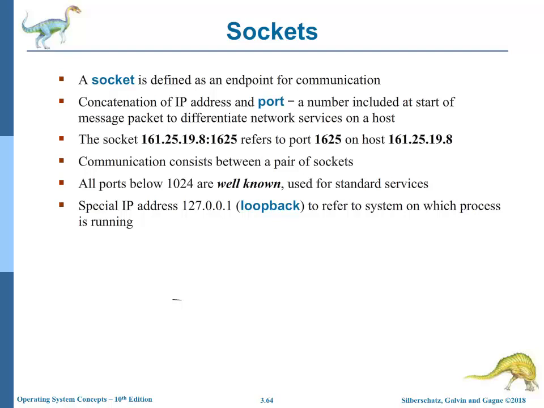Sockets are generally employed in client-server applications. A pair of processes communicating over a network employs a pair of sockets, one for each process. A socket is identified by an IP address concatenated with a port number. For example, the socket 161.25.19.8:1625. The first part before the colon is the IP address of the host. The second part after the colon, 1625, refers to the port.